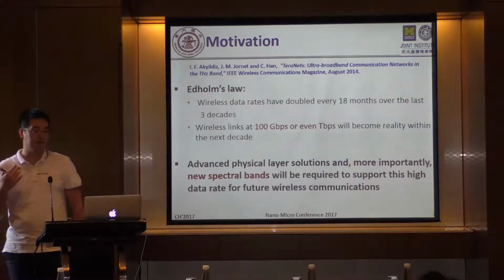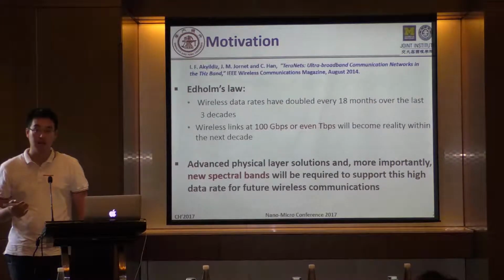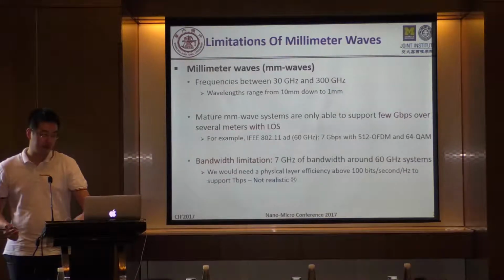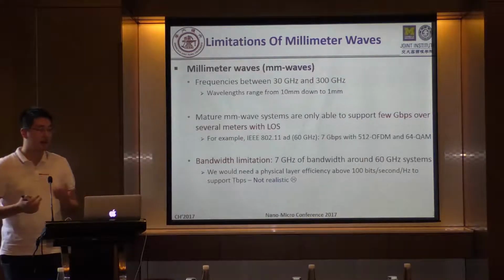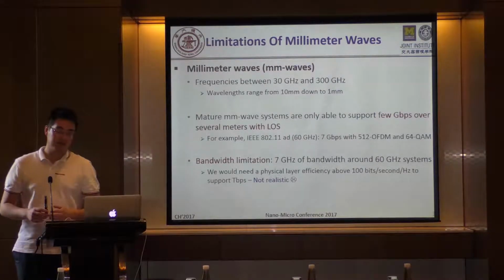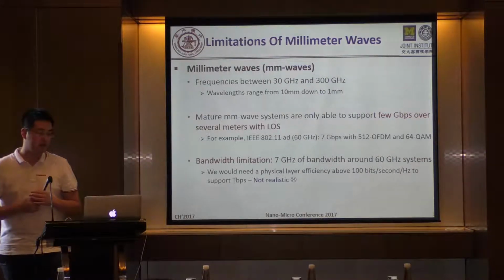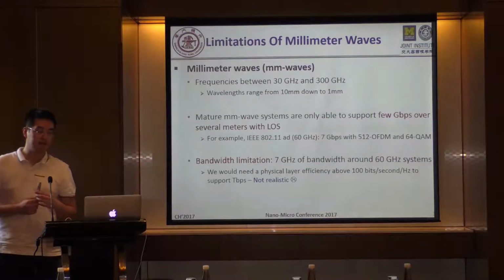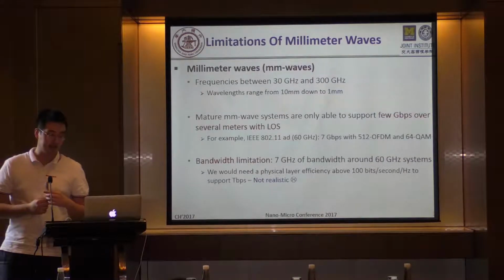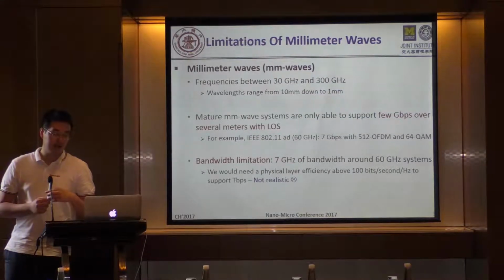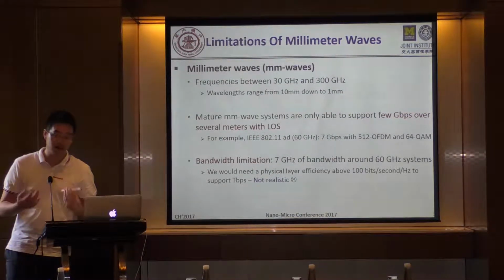One, we have more advanced physical layer solutions. Second, we can use new spectral bands to support this high data rate. And apparently this latter way is more preferred. For example, in 5G, 802.11ad or ay, the millimeter wave has been proposed to be included in the 5G. However, the mature millimeter wave systems are only able to support a few gigabits per second. For example, 802.11ad states that 7 gigabits per second is achieved with 512 OFDM and 64 FOC, which is already very advanced.